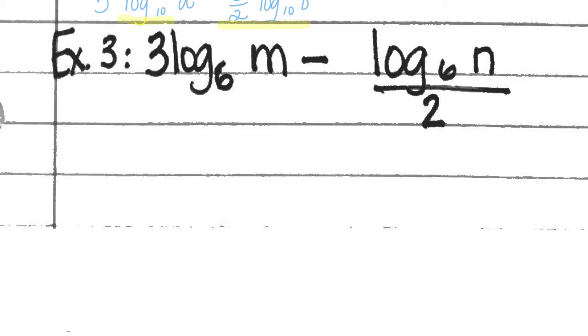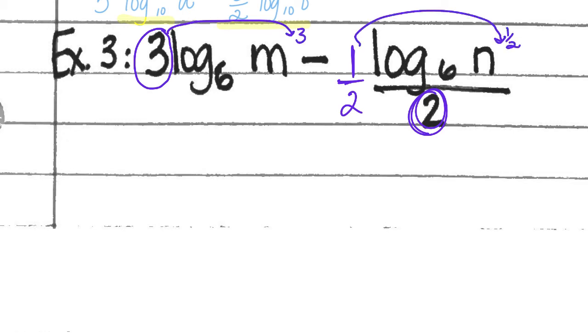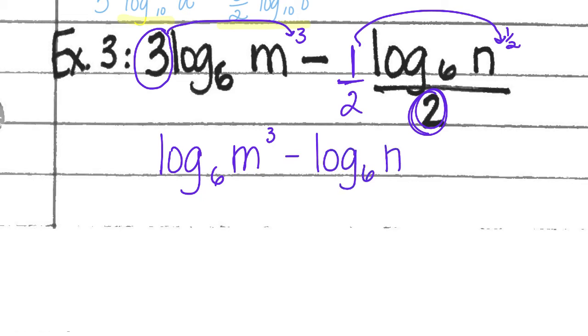Well, this one gets a lot of people, and that's why I wanted to go over this. The first thing I know is that this is a 3. But what you might not see is this 2 right here is really just a 1/2. So they're taking the whole thing. Yes, on the questions above, we could have written it like that. And remember, we're going to take this 3 and throw it to the exponent, and we're going to take this 1/2 and throw that to the exponent. So my next line would say log base 6 of m to the 3rd minus log base 6 of n to the 1/2.